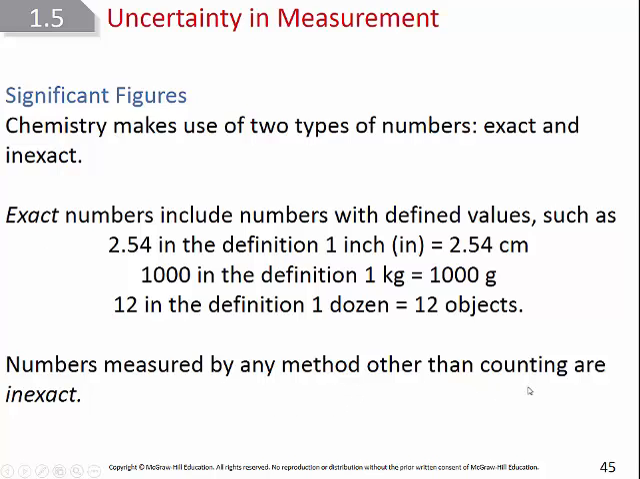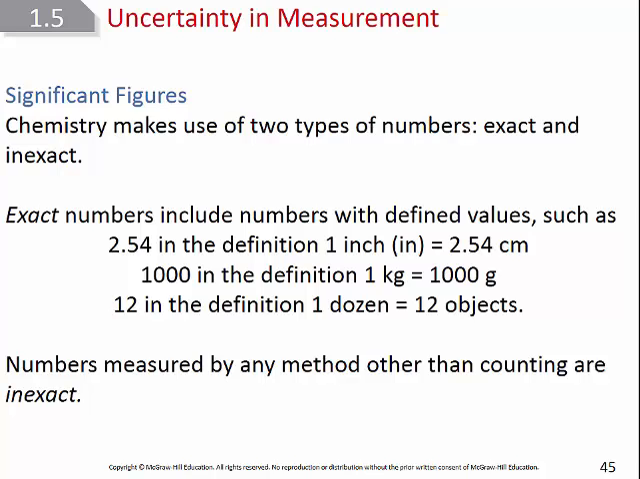Any other method than counting whole objects gives inexact numbers. So if I measure the length of something using a ruler, or I put an object onto a balance and measure its mass, or I use a stopwatch to measure how long it takes a marble to hit the ground when I drop it, those are all ways of measuring, and those will all yield inexact measurements. Now, even if you're not the one doing the measurement, if they were measured, they are going to be inexact.